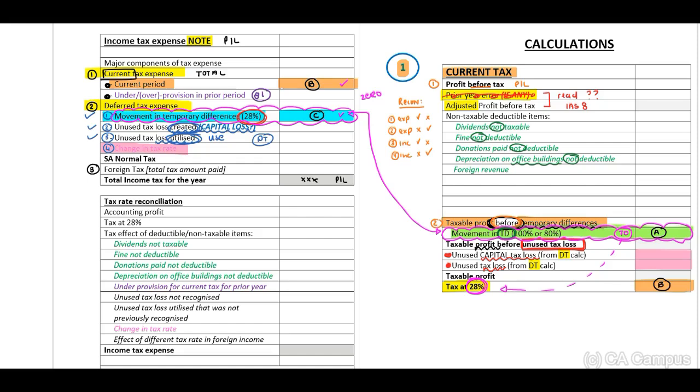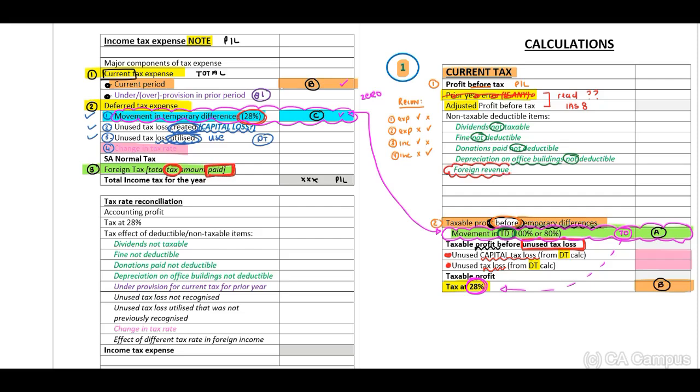Okay. Then, when you look at our income tax expense note, number 3, our foreign tax. Now look at this. This is your total tax amount paid. This is the amount that they have paid, guys. Important, please, please, please remember the amount paid. Okay. Therefore, when you look at our current tax calculation, we have a line item, our foreign revenue.